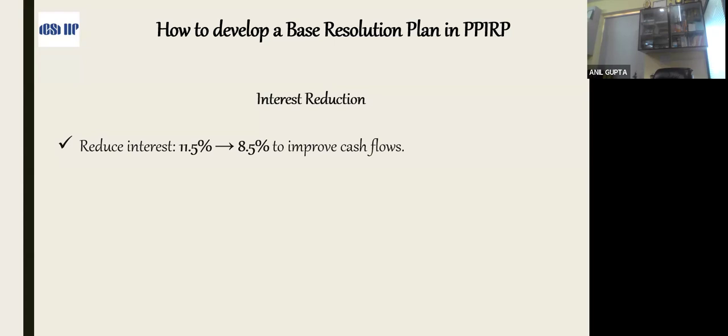Then the number of cases will increase. Only one direction: SME segment, SME IBC segment is PPIRP.